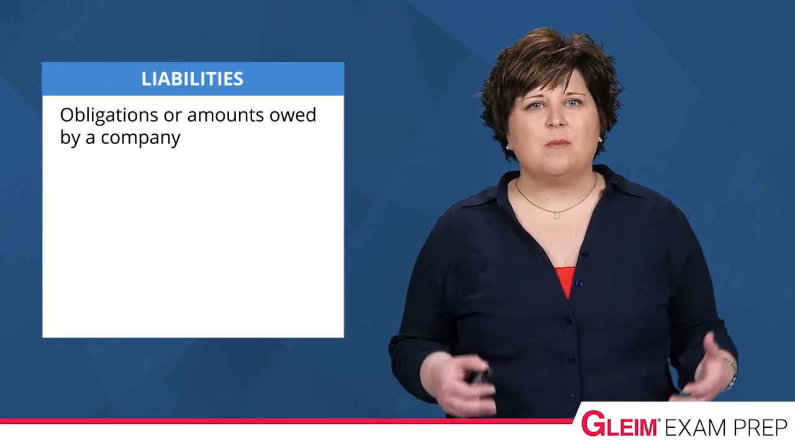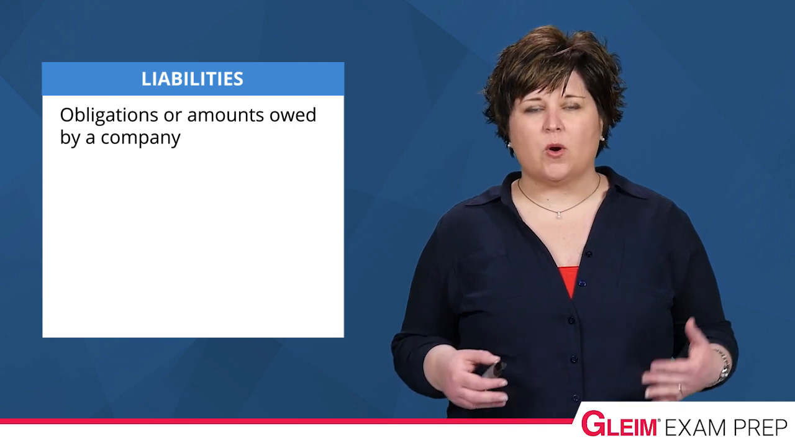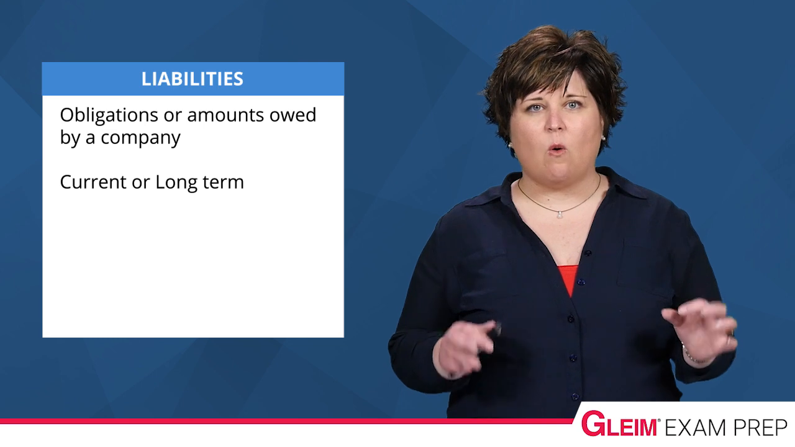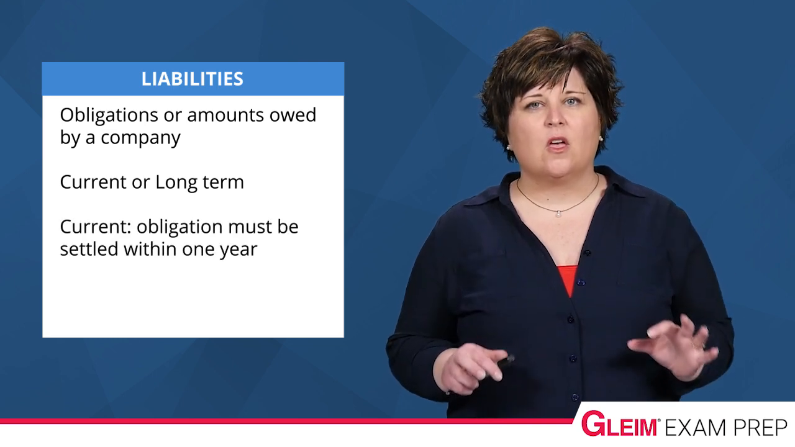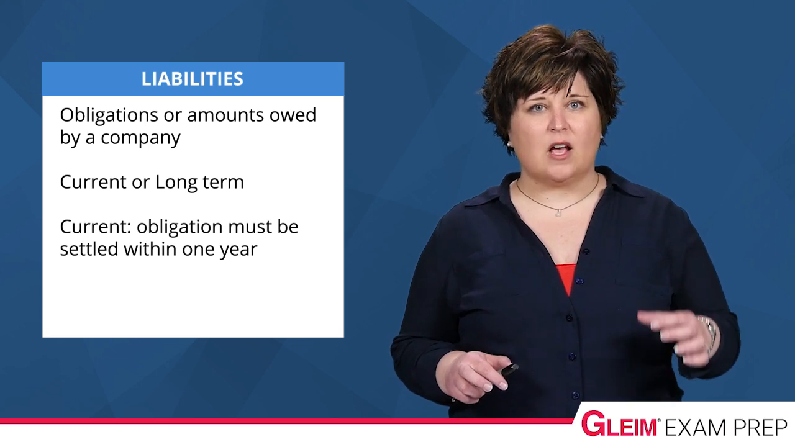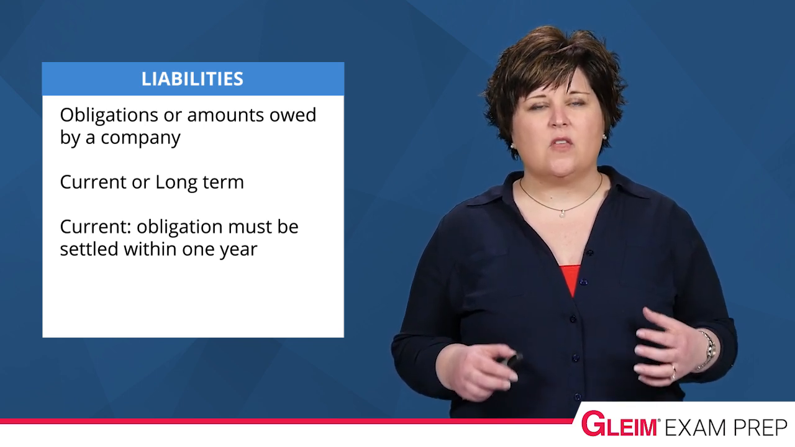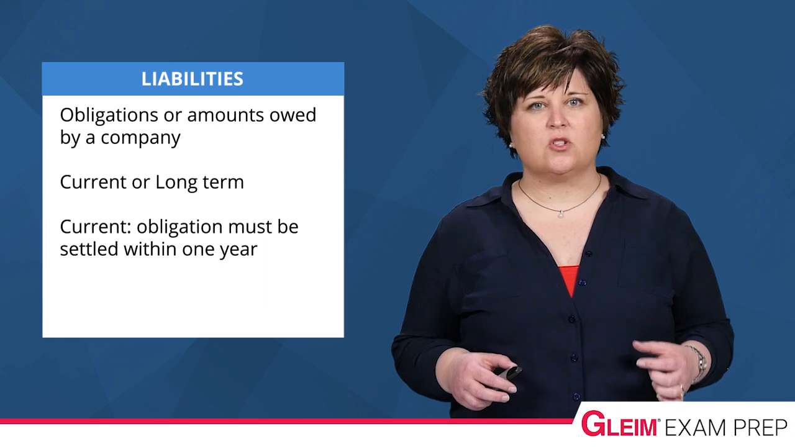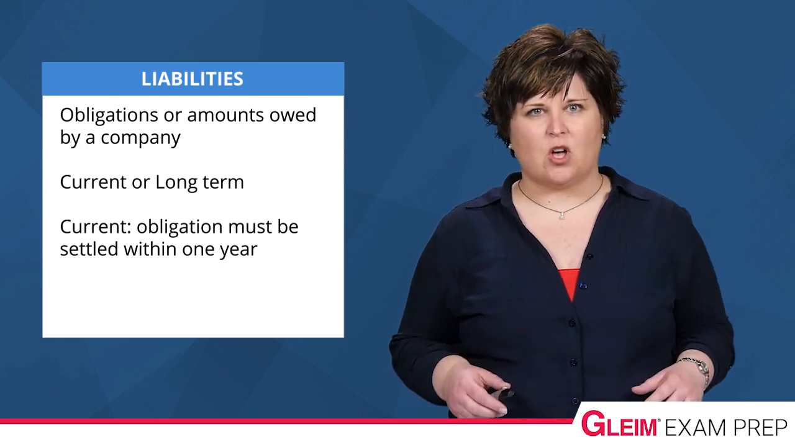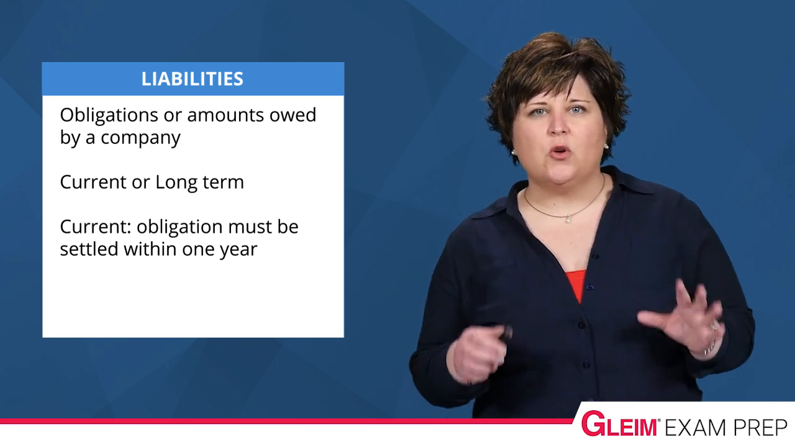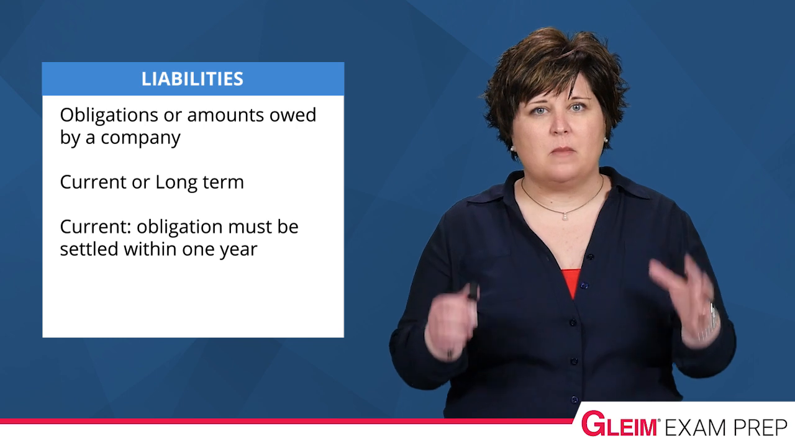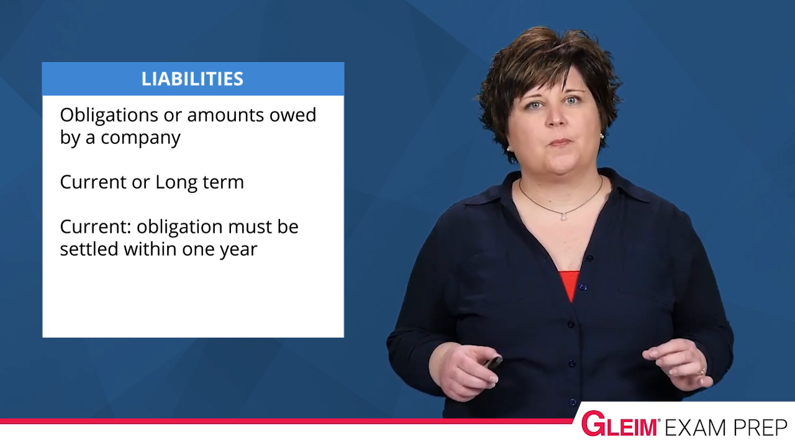Liabilities are the obligations or amounts owed by a company. Liabilities are classified as either current or long-term. Current liabilities are the obligations that are expected to be settled or liquidated in the ordinary course of business during the next year or the next operating cycle, whichever is longer. So a good rule of thumb is just to remember in the accounting world, current means within 1 year.